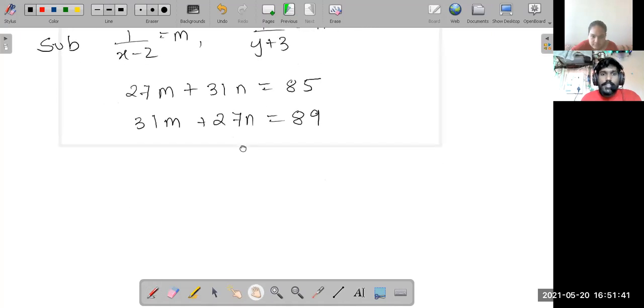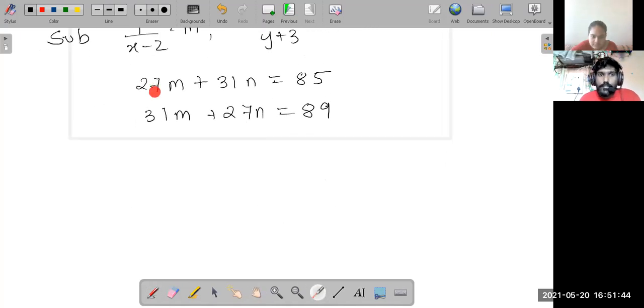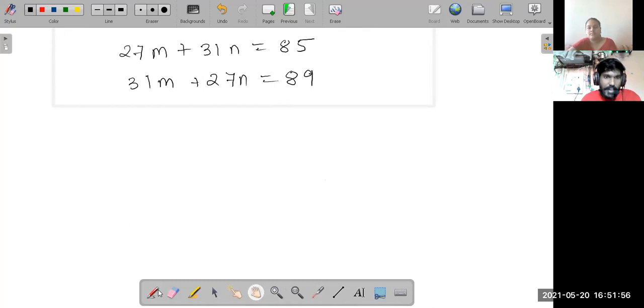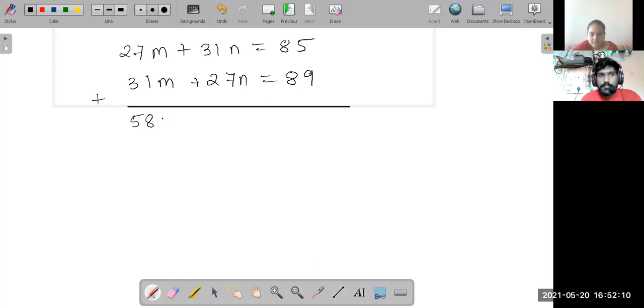Now look at this simultaneous equation carefully. 27, 31, 31, 27. So how do we solve such type of simultaneous equation? Add it and then subtract it. So let's add this first. How much is 27 plus 31? 58. So 58m plus, 31 plus 27 is the same thing, 58n is equal to 85 plus 89.